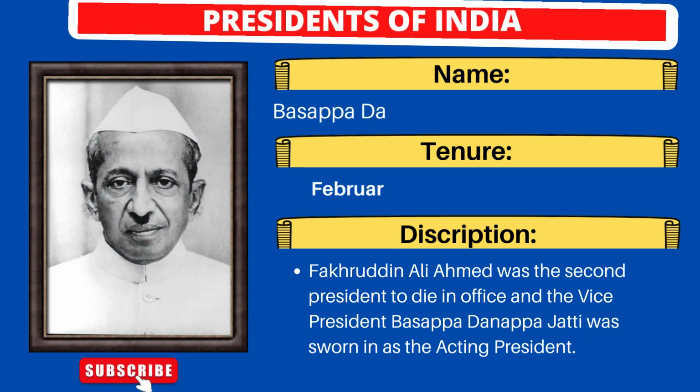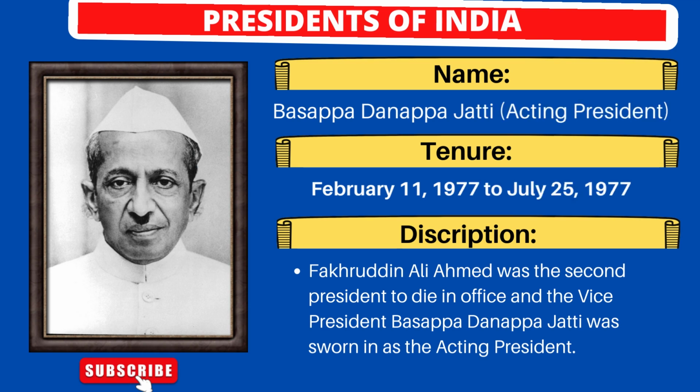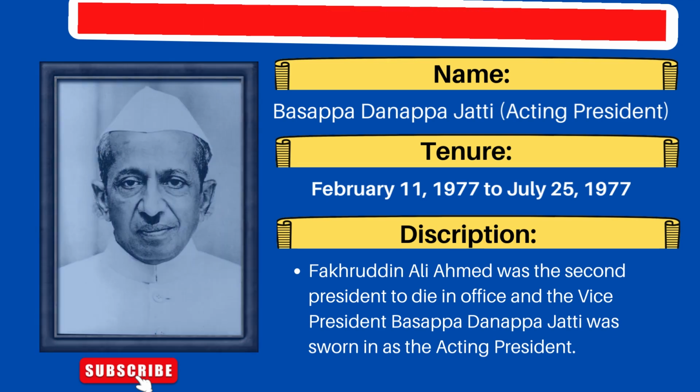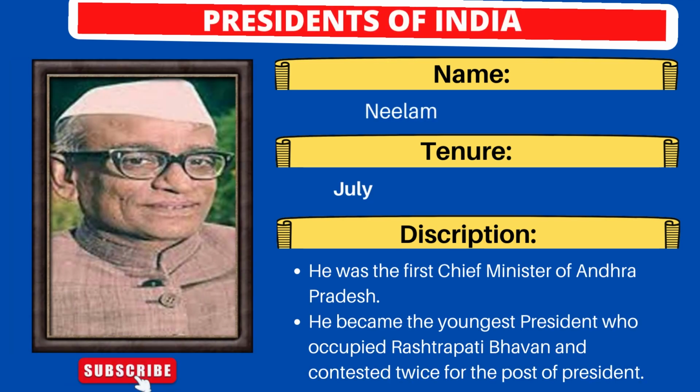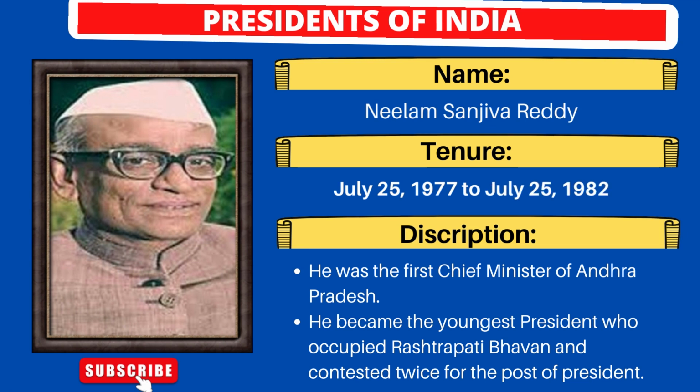Vice President Basappa Danappa Jatti was sworn in as the acting president due to the sudden demise of Fakhruddin Ali Ahmad. Neelam Sanjeeva Reddy got elected as next President of India. His tenure lasted from 25th July 1977 to 25th July 1982.